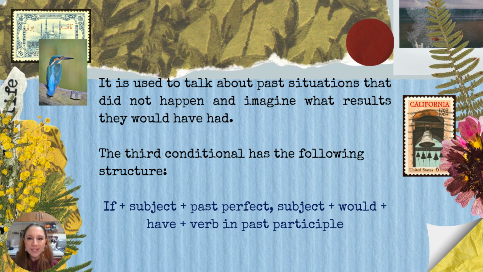The first thing we need to know about the third conditional is when to use it. So we're going to use the third conditional to talk about situations that never happened or that we can imagine the results they would have had.